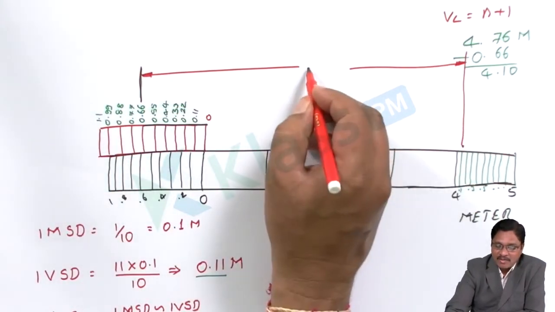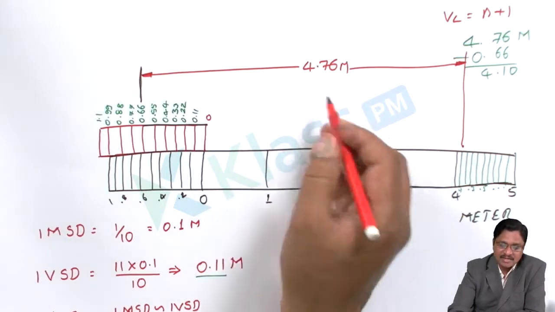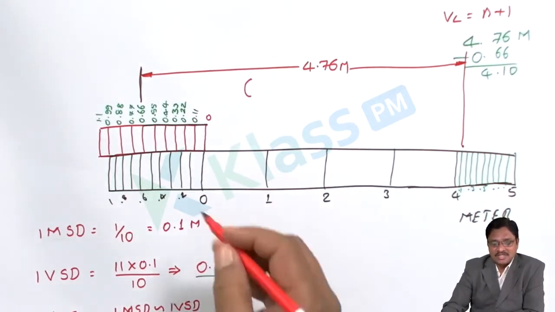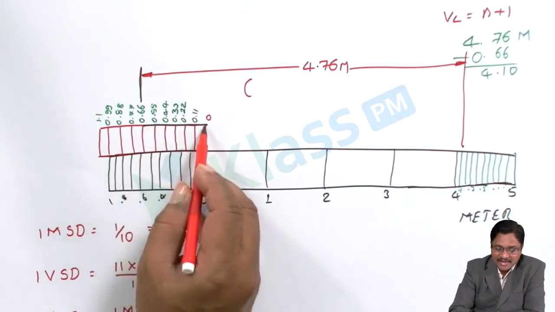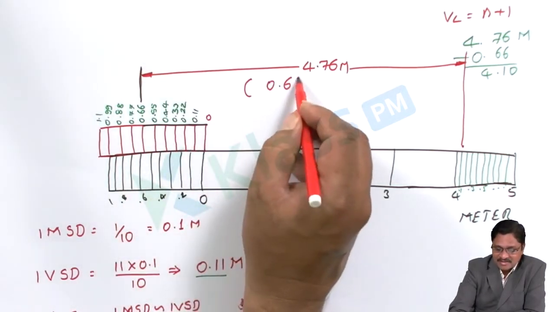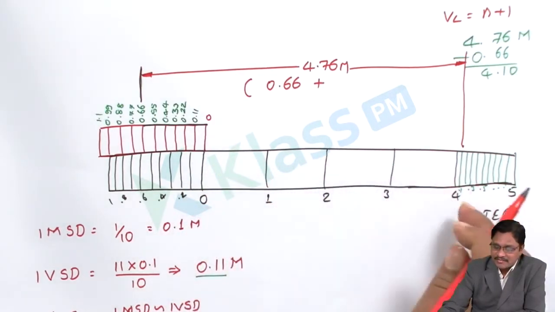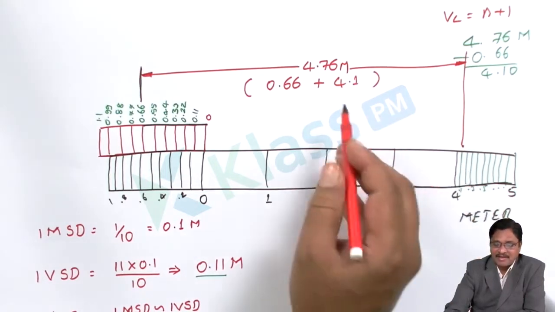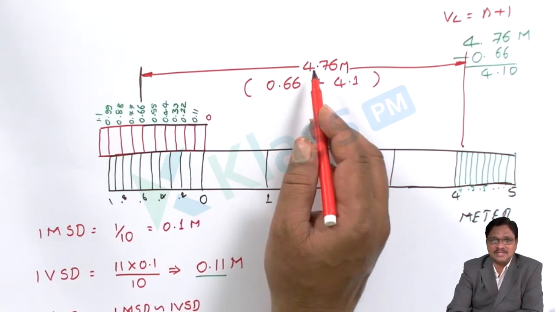Now write the value. How much total length now? 4.76 meters. So how are we getting it? Please mention in brackets how it is attained. On the vernier I am getting 0.66, plus on the main scale 1, 2, 3, 4.1. So I am getting 4.1 meters. By the sum of the distances, I can conclude the total distance.